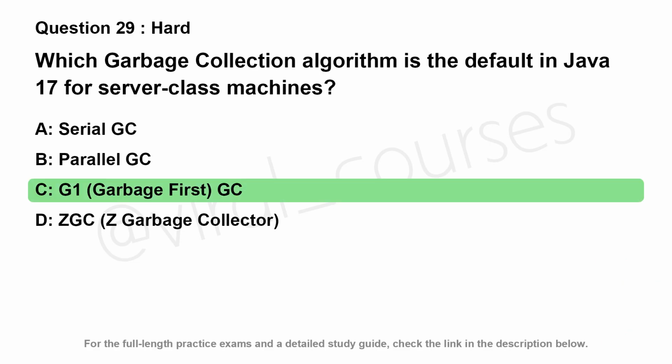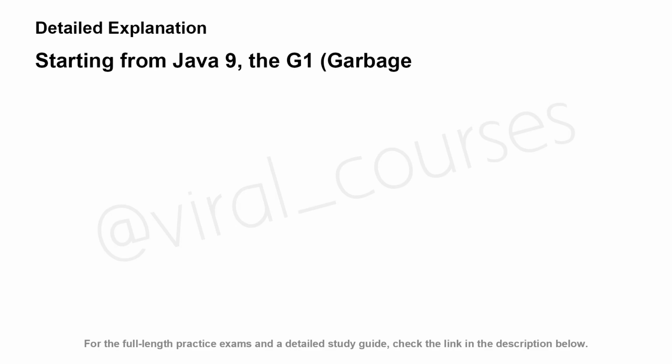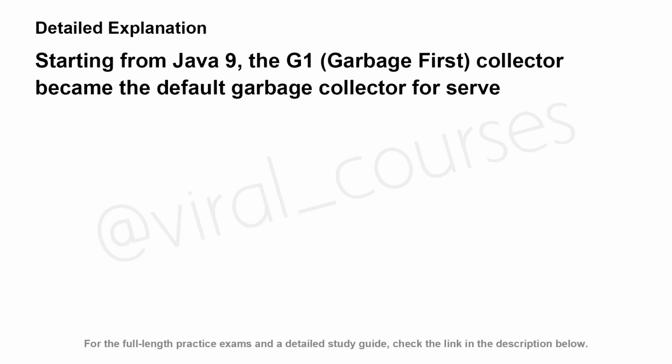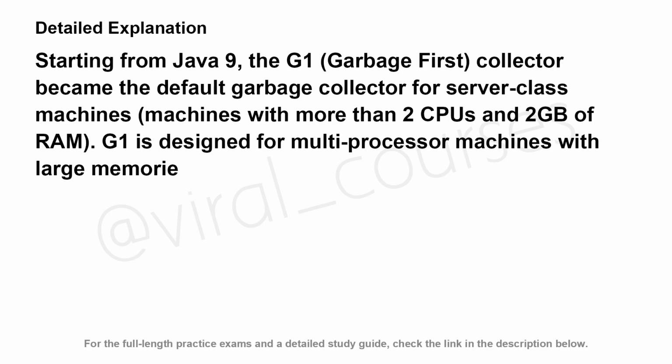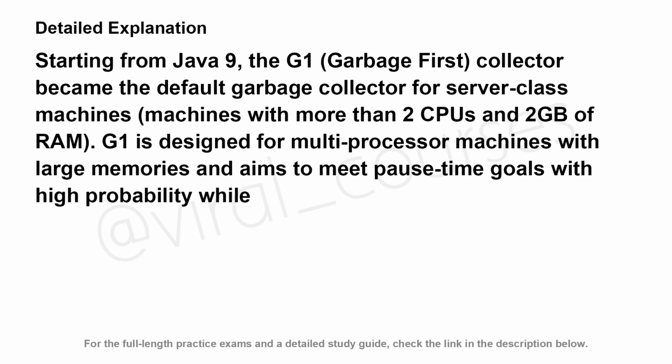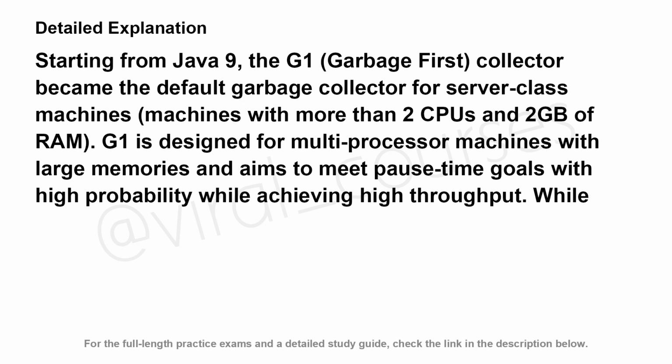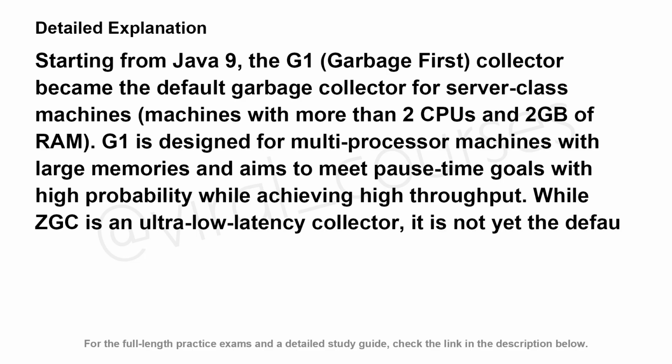The correct answer is C. Starting from Java 9, the G1 Garbage First collector became the default garbage collector for server-class machines, meaning machines with more than 2 CPUs and 2 GB of RAM. G1 is designed for multi-processor machines with large memories and aims to meet pause time goals with high probability while achieving high throughput. While ZGC is an ultra-low latency collector, it is not yet the default for all configurations.